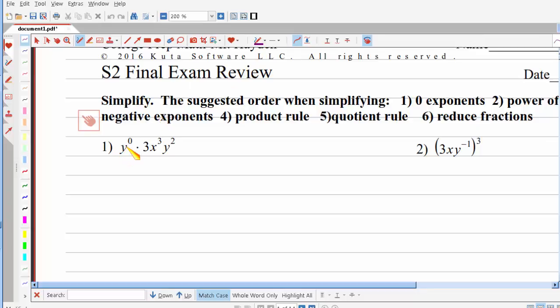So the first thing I'm going to do is always change zero exponents to 1. So essentially you can cross them out. And in this problem, that's really the only thing you can do. So the answer is just going to be 3x cubed y squared. So that one's pretty easy.